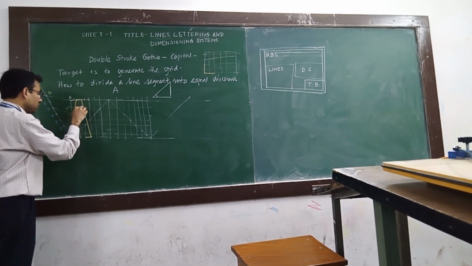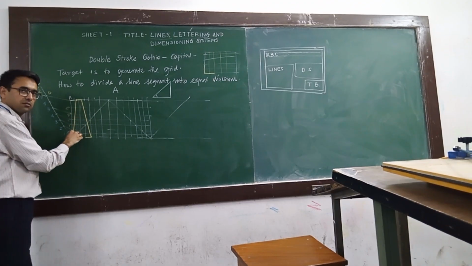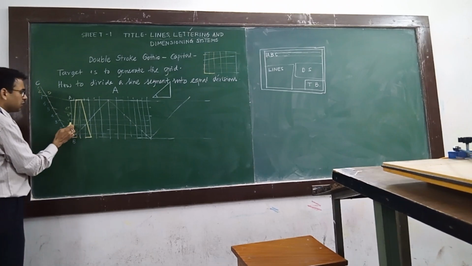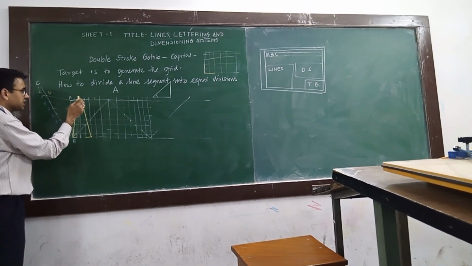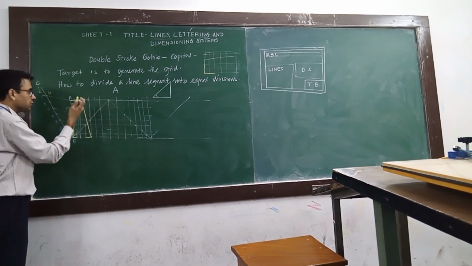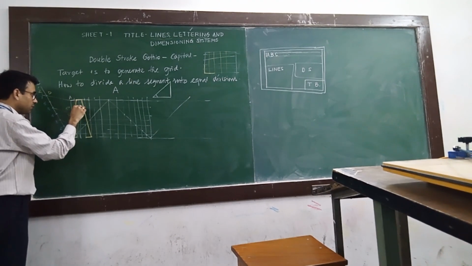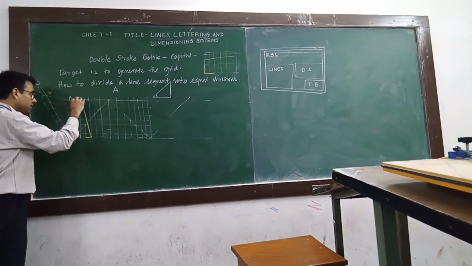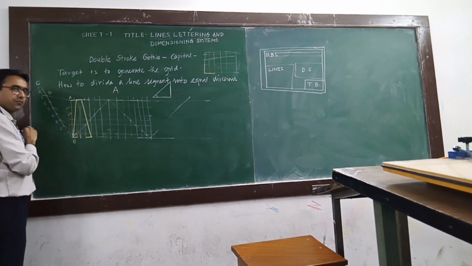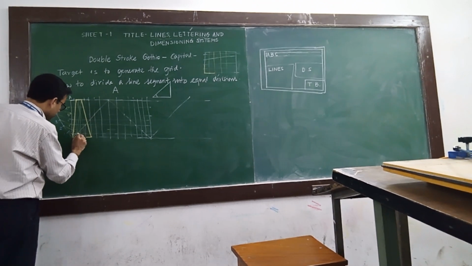Because I do not know how much is to be erased, I will simply join this with this. Or you can draw a line parallel to this. They are basically the same, because this is one unit, this is one unit, they are parallel. So both are the same. Clear? And join this with this.